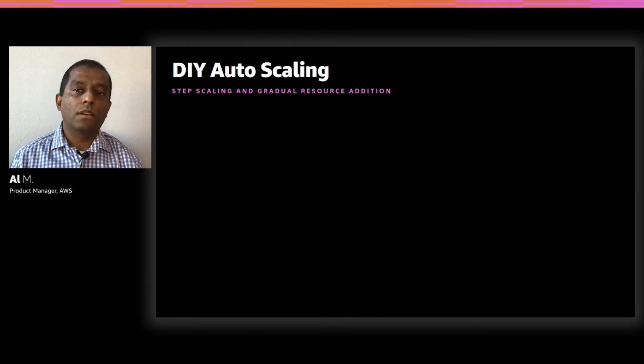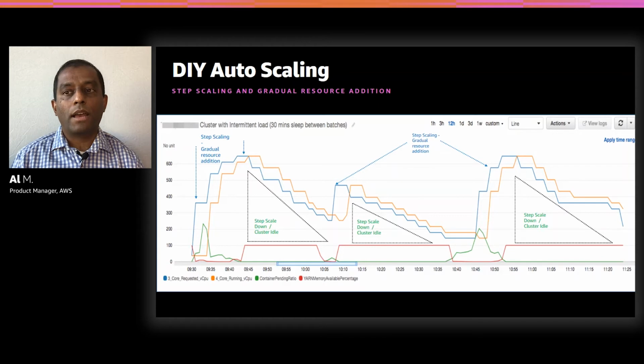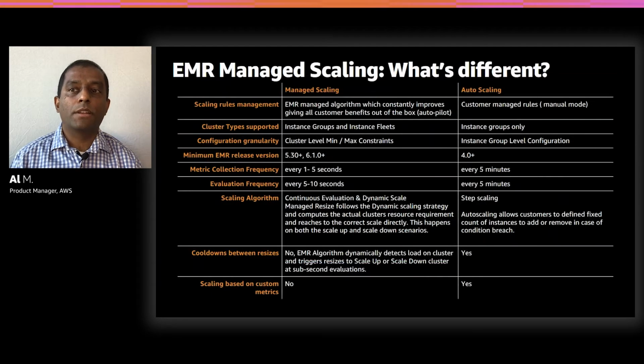Customers told us that do-it-yourself auto-scaling has a few limitations. DIY autoscaling depends on CloudWatch metrics, which leads to a 5-minute lead time, and the scaling is stepped and gradual. It also does not work with instance fleets, which limits you from using spot instances. Managed scaling addresses these limitations by working with instance groups and collects metrics every 5 seconds and evaluates every 10 seconds. This allows managed scaling to get continuous evaluation and dynamic scaling capability.